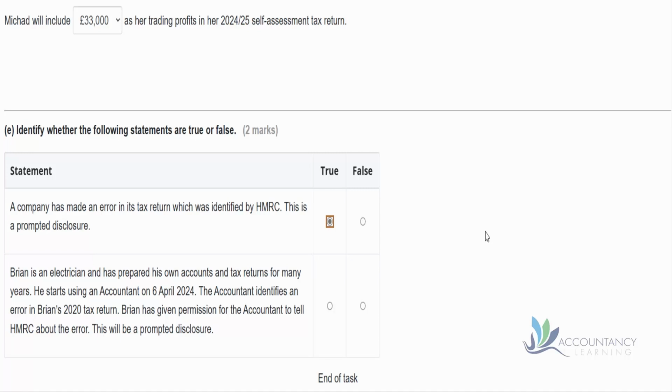And then Brian is an electrician, has prepared his own accounts and tax returns for many years. He starts using an accountant on the 6th of April 24. The accountant identifies an error in Brian's 2020 tax return. Brian has given permission for the accountant to tell HMRC about the error. This will be a prompted disclosure. Well, no, this is Brian owning up to the mistake. They've not been notified by HMRC, so that's false. Yeah, this is a self-declared disclosure. It's not been prompted by HMRC.